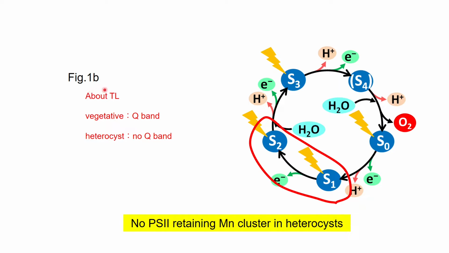Figure 1b shows thermoluminescence, the TL glow curve. Vegetative thylakoid showed a Q band originating from S2QA charge recombination in PS2. However, this band does not occur in heterocyst thylakoid. This strongly reflects that the S1-S2 transition does not proceed in heterocyst. In other words, heterocyst does not have a manganese calcium cluster.